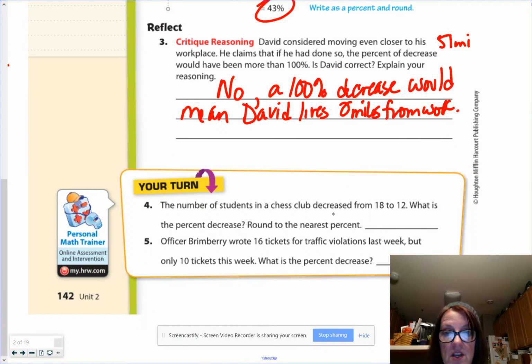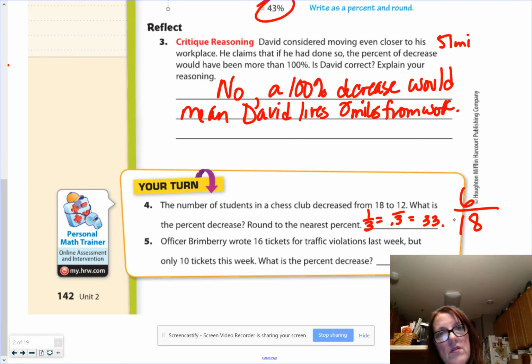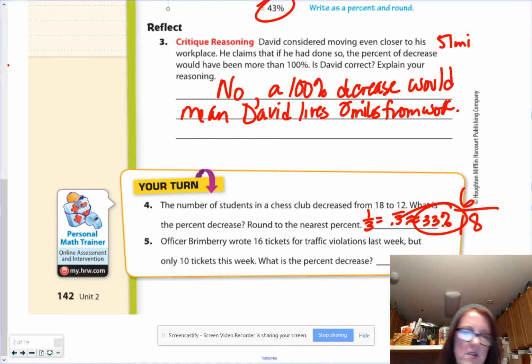The number of students in the chess club decreased from 18 to 12. How much did it change? 6. It went down 6. What was the starting number? 18. What was the percent that this decreased? What is 6/18 as a fraction in simplest form? It's 1/3. Write 1/3 as a percent. Well, as a decimal, it's 0.3 repeating. So as a percent, you'd get 33.3333. Well, we're going to round this to the whole percent, so we should get 33%.